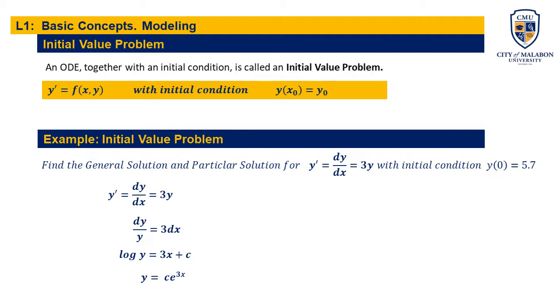We call this the general solution because we still have the arbitrary constant in this equation. And to get the particular solution for y is equal to c e to the 3x, we will have to use our initial values here. y of 0 is equal to 5.7. So what we will do is to substitute the values of x and y to get the value of c.